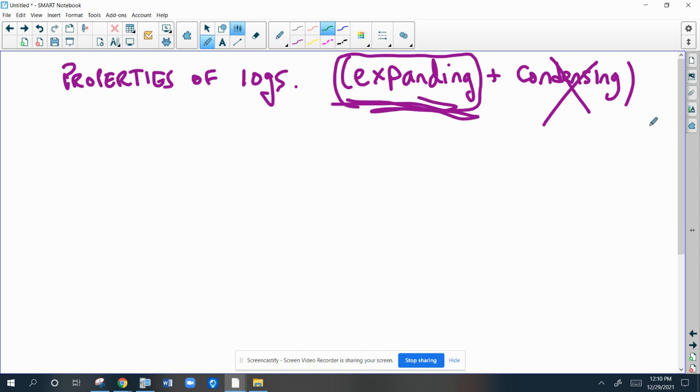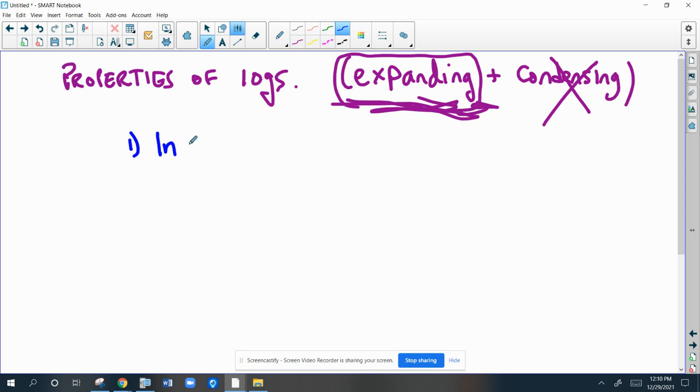Condensing is very important if you're solving these log equations. You should review your trig stuff for that. So anyhow, expanding a log. There are three properties that we're going to use. The first property is if you have the log of a product. I'm always going to use natural log here because that's what we're going to see mostly.